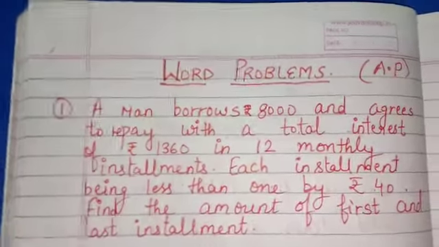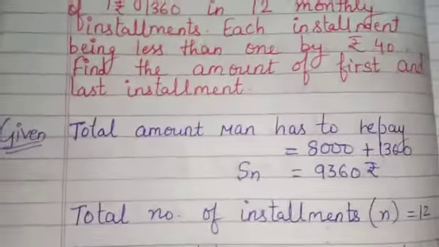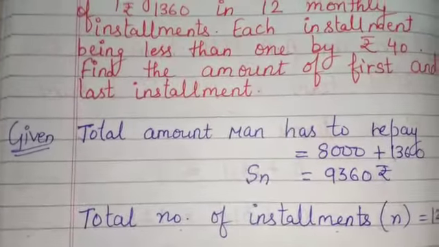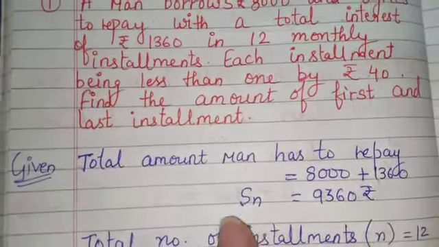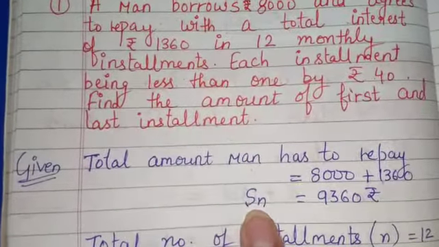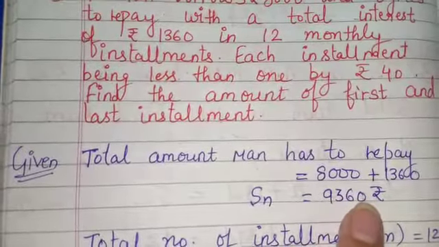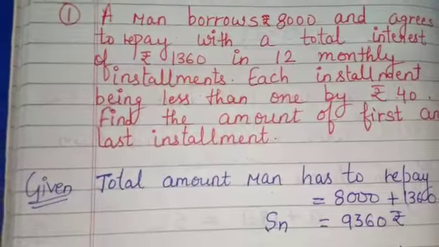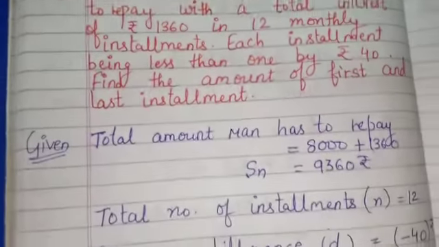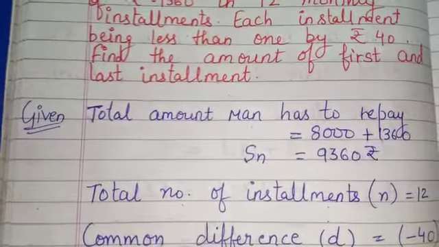He has to pay the total amount, what he borrows and how much interest he has to give. So the total amount the man has to repay is 8,000 plus 1,360, right? So that is the overall total sum, that is, he has to pay 9,360 rupees. Here he has taken 12 monthly installments, so the number of installments, n, is equal to 12, right?